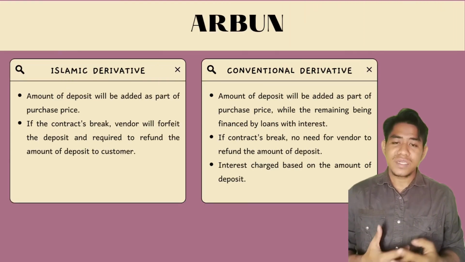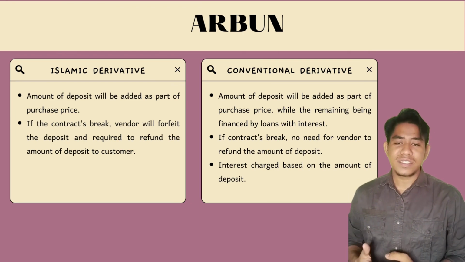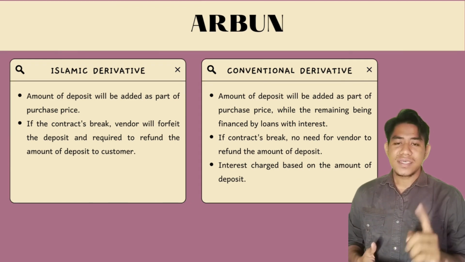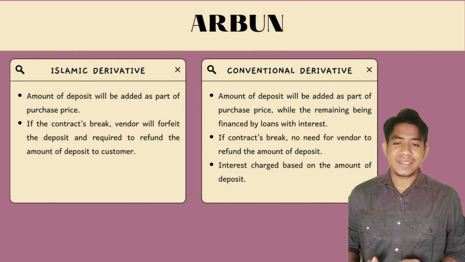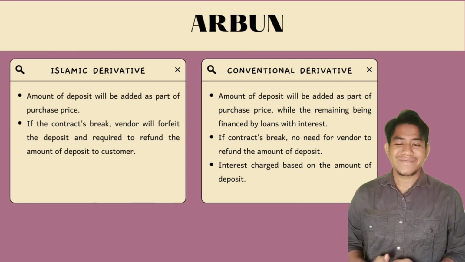Next, we move to the comparison with conventional instruments. First, in the contract of Bay al-Arbun, the amount of deposit will be added as part of the purchase price. However, for the conventional derivative, the amount of the deposit will be financed by loans with interest.